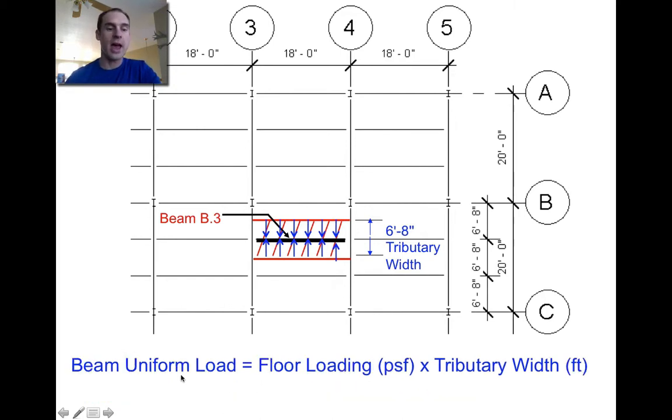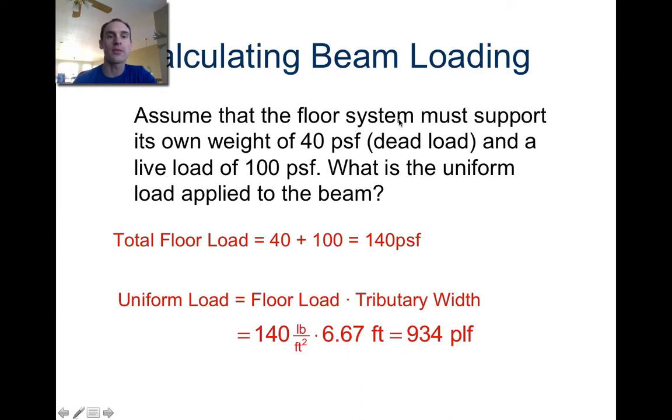Boom. And now if we look at beam uniform load, that is just floor loading in pounds per square foot times the tributary width. So if you want to calculate beam uniform load, the load on this beam, then we figure out how much we're going to have per square foot times the entire tributary width. For calculating beam loading, we assume that the floor system must support its own weight of 40 pounds per square foot. That's the dead load. That's just the weight of the floor per square foot, whatever the flooring is that we use. So if it's concrete flooring or whatever, it's 40 pounds for every square foot that you have. And a live load of 100 pounds per square foot.